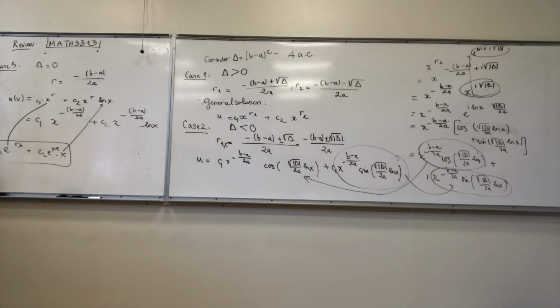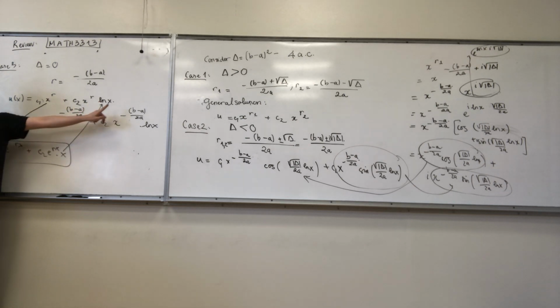In this case, when delta is 0, you have a solution of the type C1 x to the r plus C2 x to the r log x. In the constant coefficient case, you have e to the x, but here you have x, so here you have to have log x.